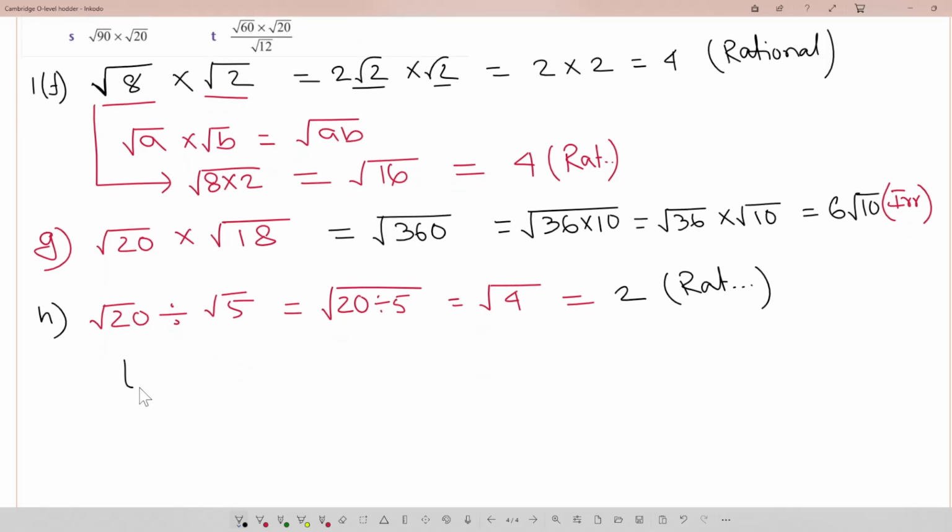Another way you can solve this one: root 20 divided by root 5. Root 20 we can write as root 5 times root 4, divided by root 5. So you can cancel root 5 and root 5, and here only root 4 remains. Root 4 is a perfect square, so here is a 2. You will get a similar result, right? Then 1h is done.